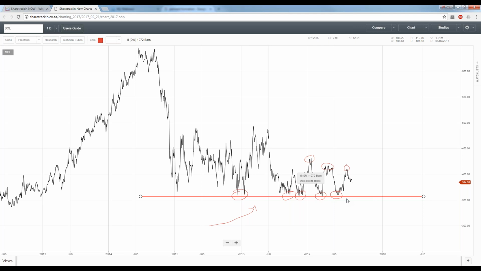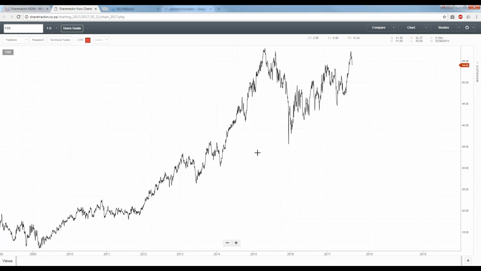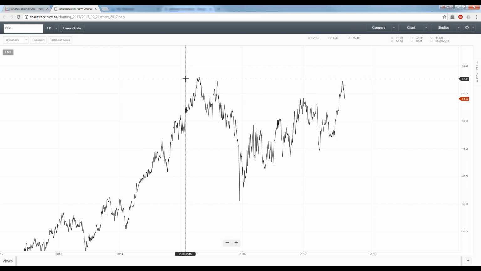Now let's jump into our examples this afternoon so that I can show you some of the things you can go and look at for example purposes. If we go to FirstRand, we touched on Sasol just now, but if you look at FirstRand, at this point in time we have a resistance level at the top here. Let me just get my crosshairs quickly. Right at the top, we've got a resistance at approximately 57 Rand per share. That's the highest level it went to.